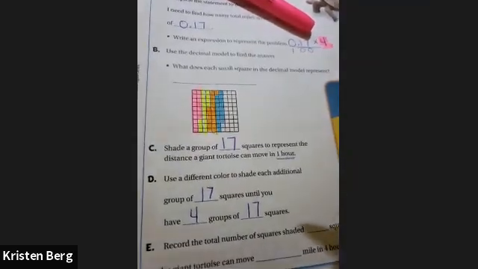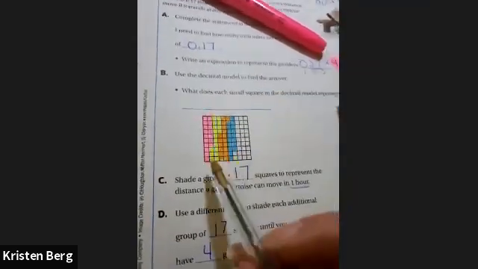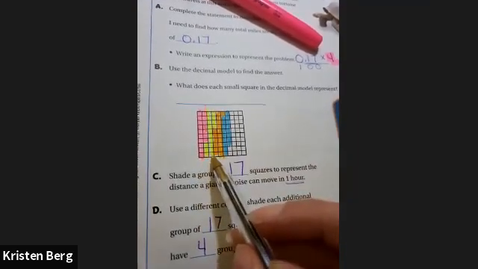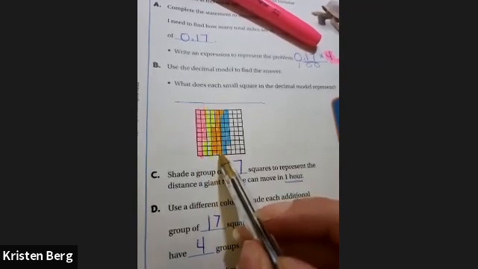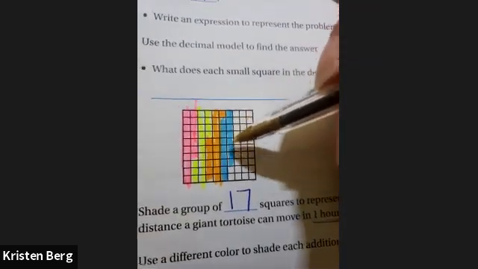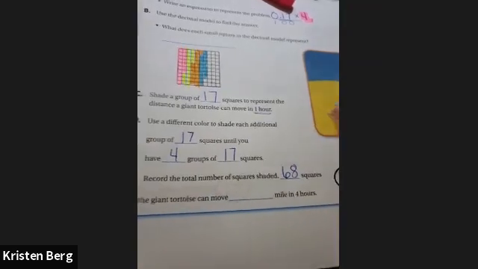Now you're going to record how many squares are shaded. So if you look, remember each one of these, if they're completely filled, that is 10. So this is completely filled, so that's 10, 20, 30, 40, 50, 60, and now we had to go 61, 62, 63, 64, 65, 66, 67, 68. So therefore, there were 68 squares that were shaded.